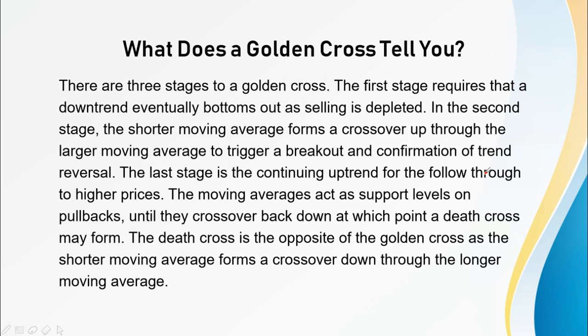So there are three stages to a golden cross. The first stage requires that a downward trend eventually bottoms out as the selling is depleted. In the second stage, the shorter moving average forms a crossover up through the larger moving average to trigger a breakout and the confirmation of trend reversal. The last stage is the continuing upward trend for the follow through to higher prices.